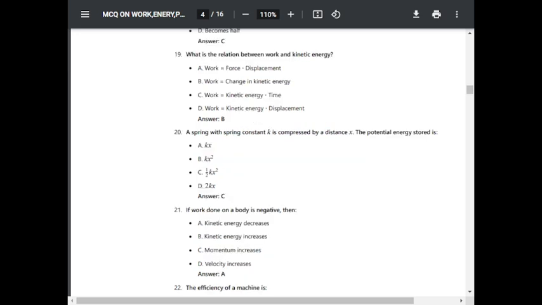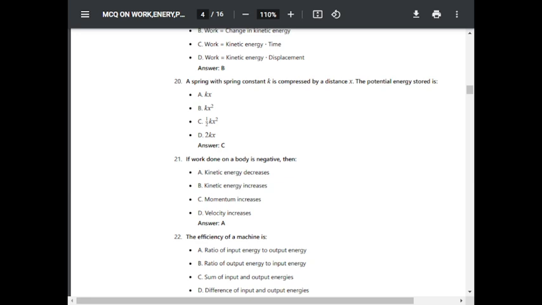Question number 21. If the work done on a body is negative: option A, kinetic energy decreases; option B, kinetic energy increases; option C, momentum increases; option D, velocity increases. The correct answer is, if work done on the body is negative, then kinetic energy decreases. Option A is correct.